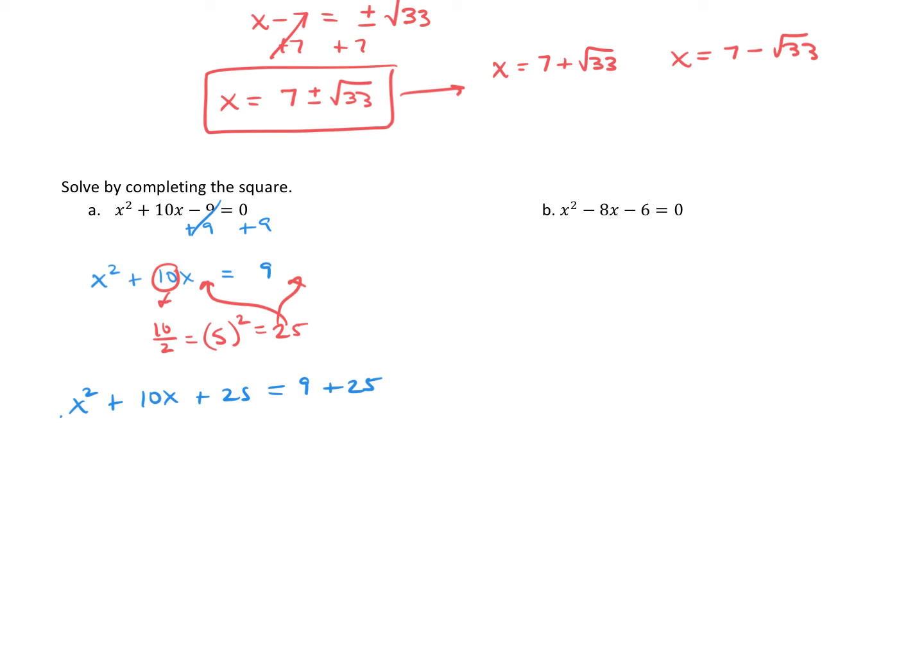All right, this is a perfect square trinomial. There are factors of 25 that add up to 10, and it is the same binomial factor. So factors of 25 that add up to 10 are 5 and 5. So we're just going to say x plus 5 squared. And then over here, 9 plus 25 is 34.